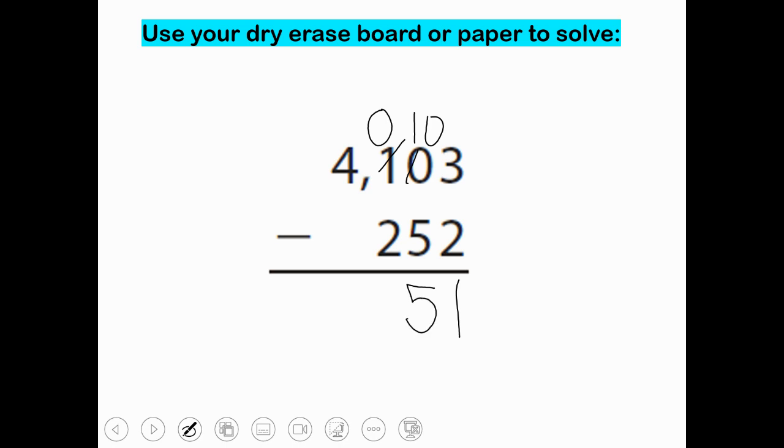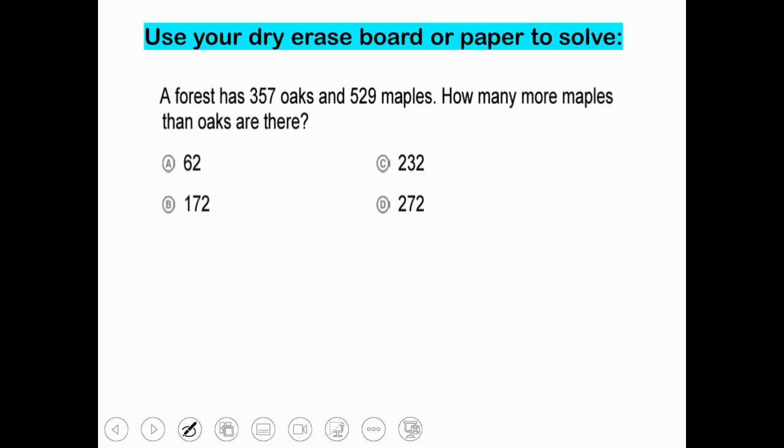0 minus 2, another one. I can't do it, right? Got to go over to my neighbor. Hey, neighbor, can I borrow? And I'm going to borrow 1. And so I'm going to change that 4 to a 3. And then the 0 becomes a 10. 10 minus 2 is 8. And then 3 minus nothing or 0 is 3. So my answer is 3,851.